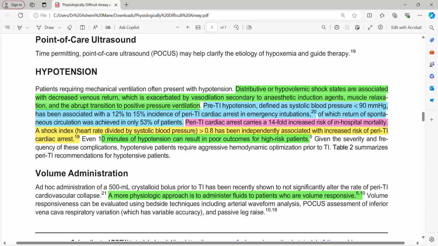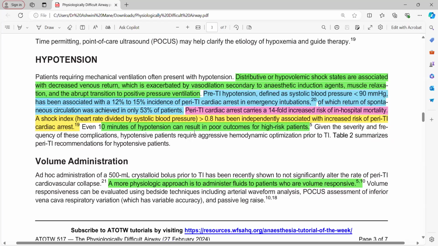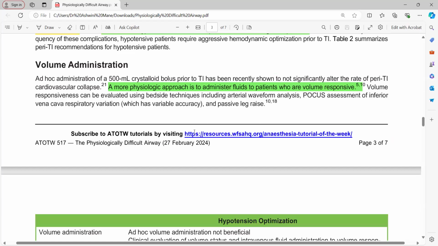The shock index, which is calculated by heart rate divided by systolic blood pressure, if it is more than 0.8, is independently associated with increased risk of peri-tracheal intubation cardiac arrest. Every 10 minutes of hypotension can result in poor outcomes for high-risk patients. So we will see what are the methods to deal with this hypotension. So the first is volume administration.